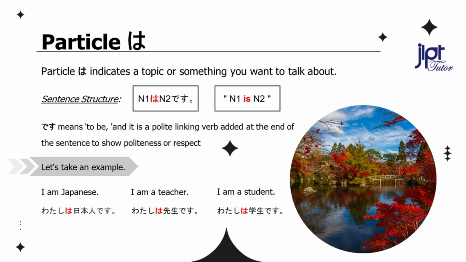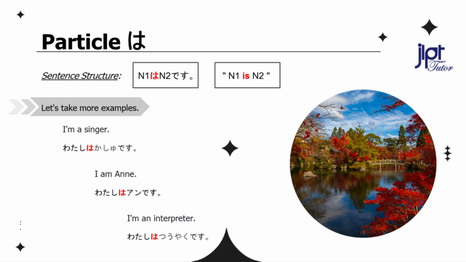Let's learn some other similar examples. I am a teacher. 私は先生です。 I am a student. 私は学生です。 You can make similar sentences by using the same technique on your own. Try making some right away.